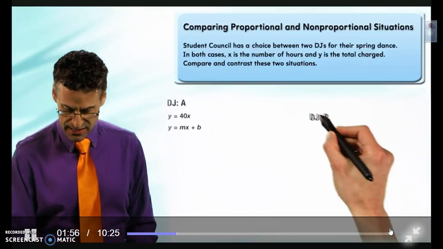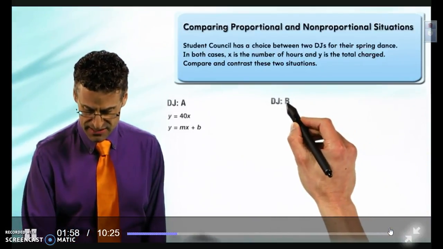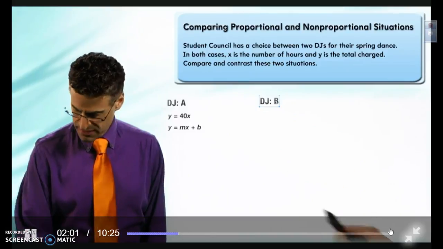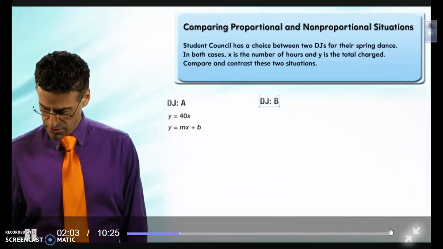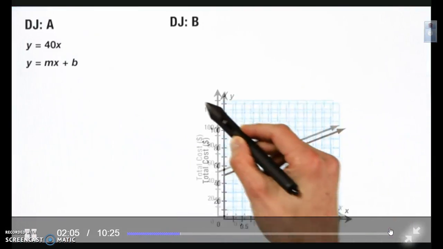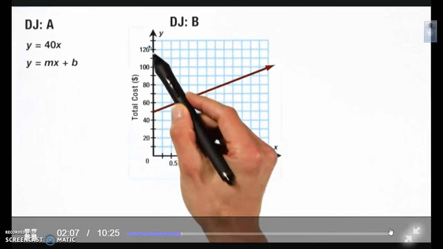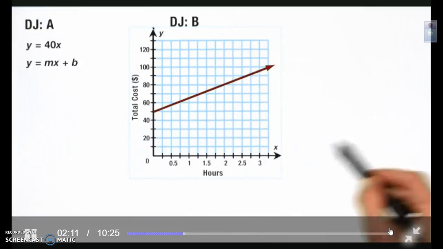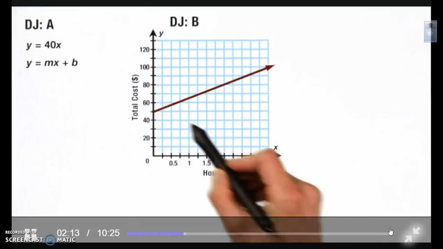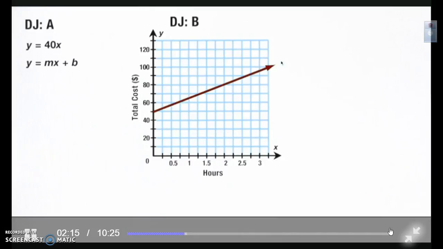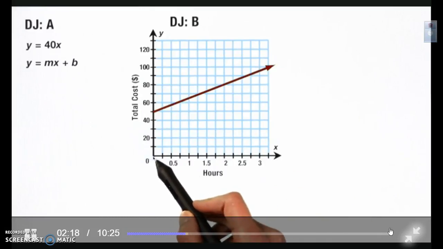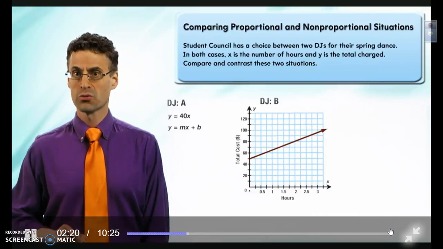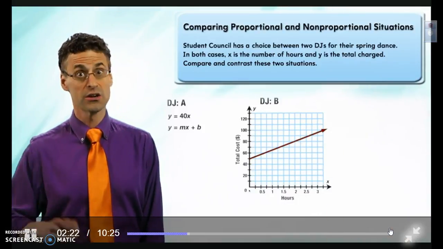Well, DJ B is going to give us the information in a slightly different way, because DJ B says, hey, I'll just show you a graph that shows you the total cost. And so here's the total cost. Check it out. Hours for X and Y is the total cost. And so what do I see? Well, I see a straight line, but notice it doesn't pass through the origin. So this is not a proportional relationship, but it is a linear relationship.